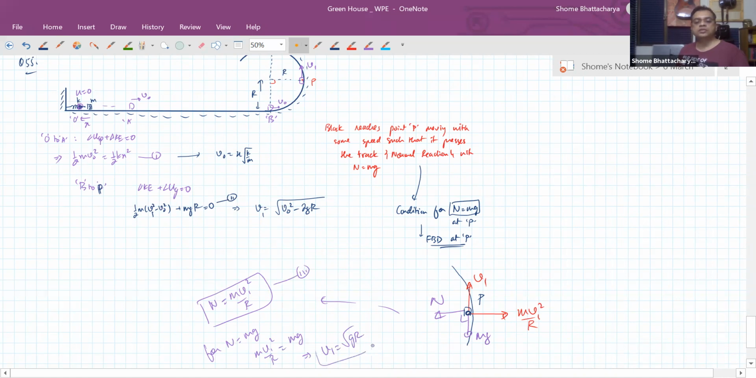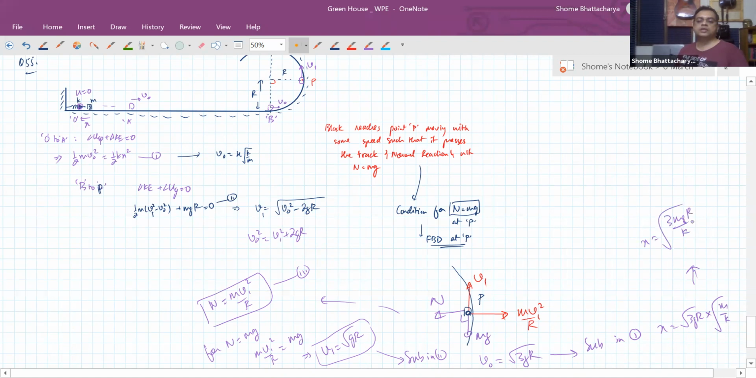Okay, so now substitute this in equation 2. So we get that v naught is equal to root 3 gr. When you just substitute that here, we'll get this. Okay, because v naught square is equal to v1 square plus 2gr. And then substitute this in equation 1. So we'll get x is equal to root 3 gr into square root of m by k, or x is equal to square root of 3 mgr by k. Understood? Okay, good. So that is 54th question.